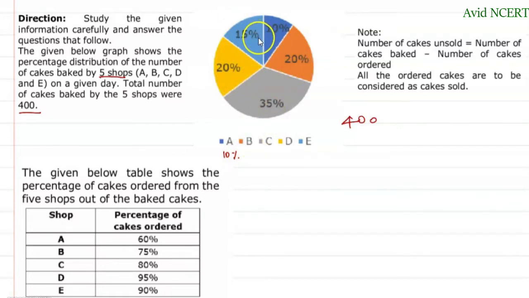E 15% of cakes. The table given below shows the percentage of cakes ordered from the 5 shops out of the baked cakes. So this is the shop and the percentage of cakes ordered from these shops. For example, Shop A made 10% of the 400 cakes and out of this, 60% were ordered. Note that the number of cakes unsold equals the number of cakes baked minus the number of cakes ordered. So for example, let's check for A alone.